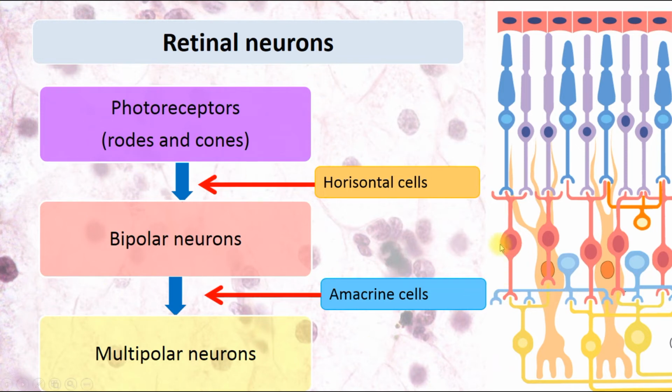So we have 5 types of retinal neurons. 3 main neurons: photoreceptors, bipolar cells, and multipolar neurons, and also 2 types of blocking neurons, horizontal and amacrine cells.